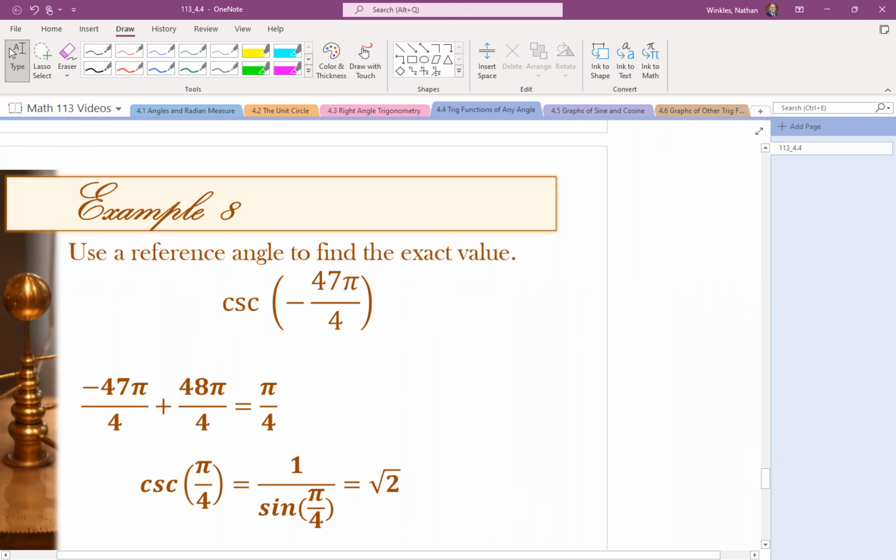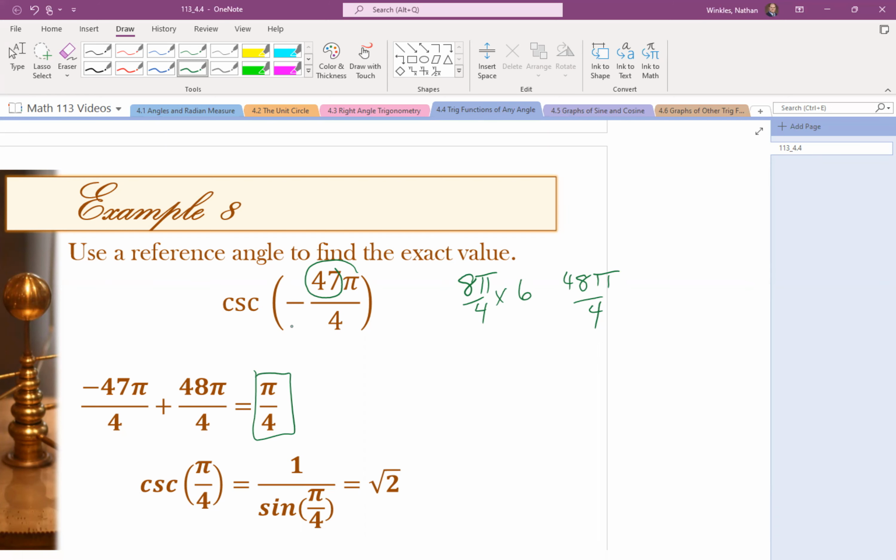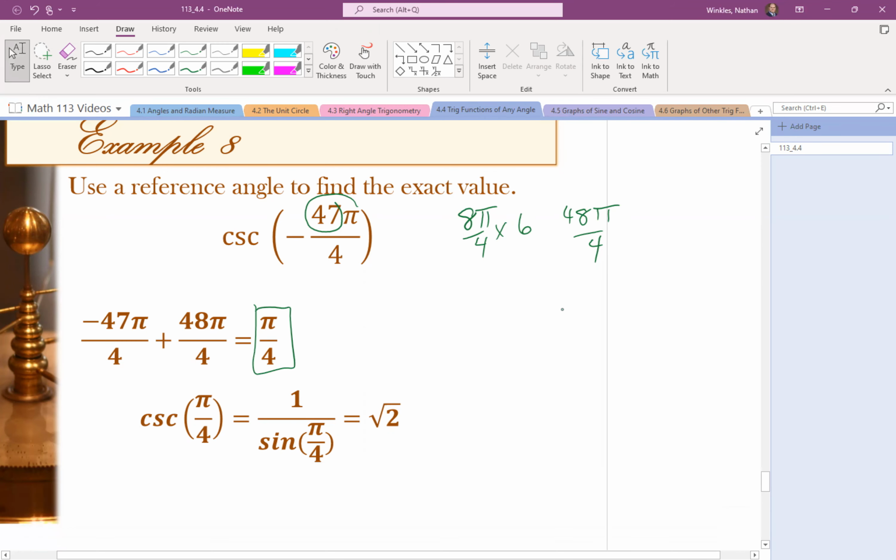So for negative 47 pi over 4, we're looking at multiples of 8 pi over 4. So we need to see how many multiples of 8 pi over 4 I need to multiply by before I make it to a number that's greater than 47. So that's going to be times 6, because that gives me 48 pi over 4. So when we add that, we get pi over 4. So really we're looking at cosecant of pi over 4, which is 1 over sine of pi over 4, which is still root 2.